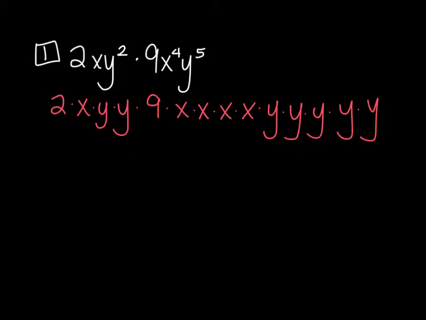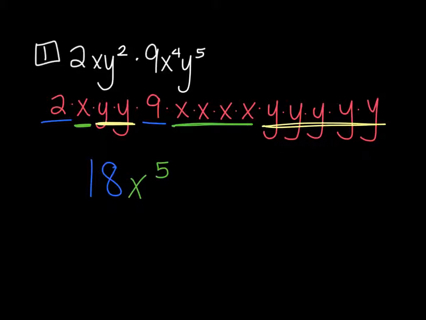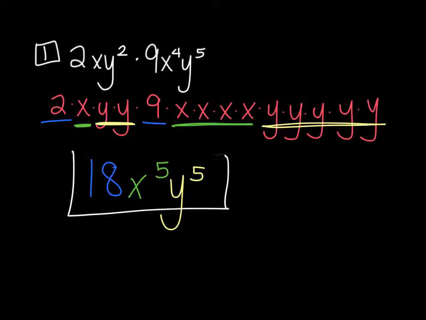Now we can group everything that we need to group together. So some things that I notice can go together. My numbers are alike, so they can go together. And 2 times 9 is going to give me 18. All right, my x's can go together. Got 1x there, 4 more there, so altogether that's x to the fifth. And then lastly, my y's, I've got 2 y's, 5 more, so altogether that is y to the fifth. All right, so we're just simplifying and writing every problem. We're just condensing it into one term.